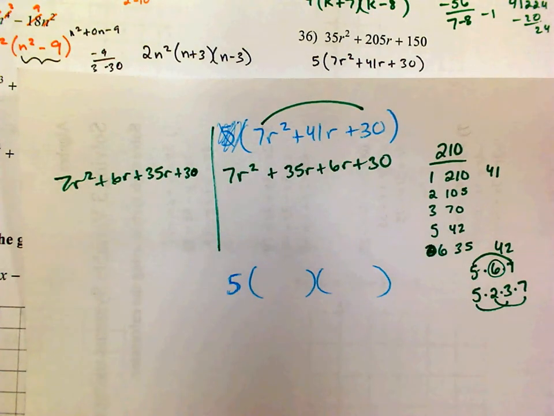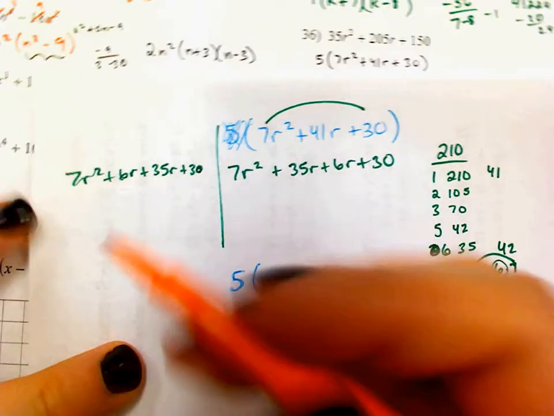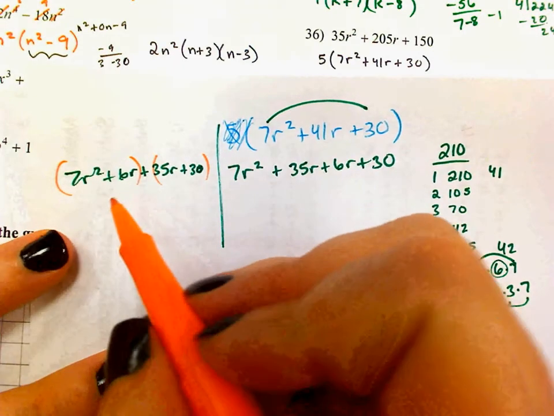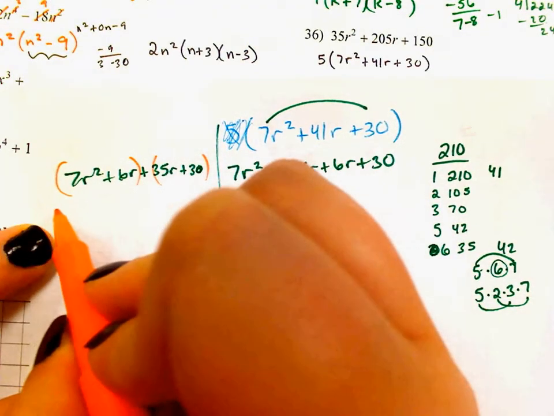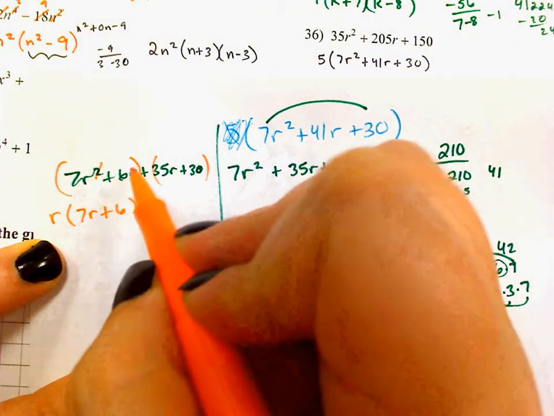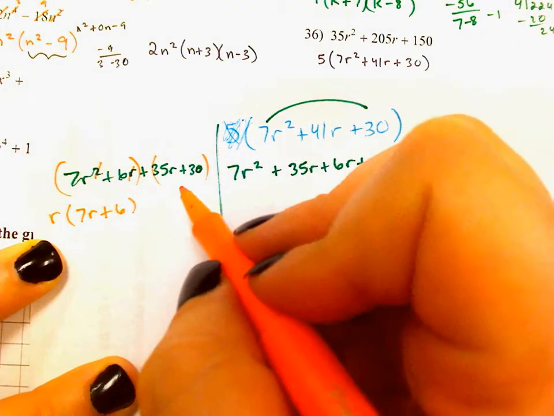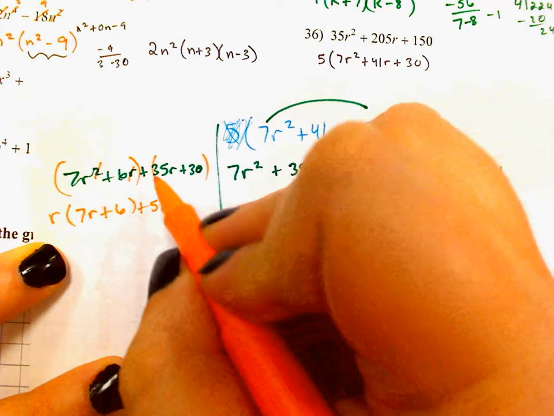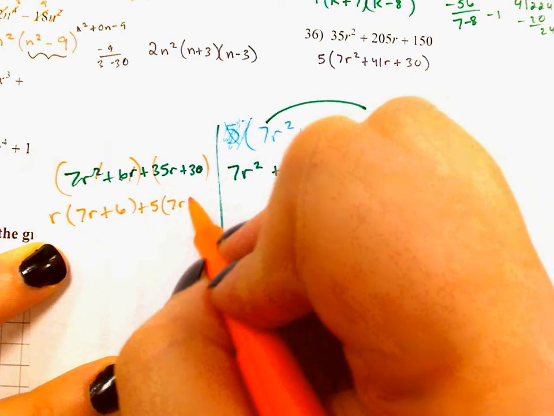It depends on how you choose to write it. If you choose to write it the first way, then when you group, you think, what can I factor out of both of these? The only thing I can factor out of 7r squared and 6r is an r. I'm left with 7r plus 6. If I think about 35 and 30, the only thing I can factor out is a 5, so 5 goes into 35 7 times and into 30 6 times. So I get 7r plus 6.